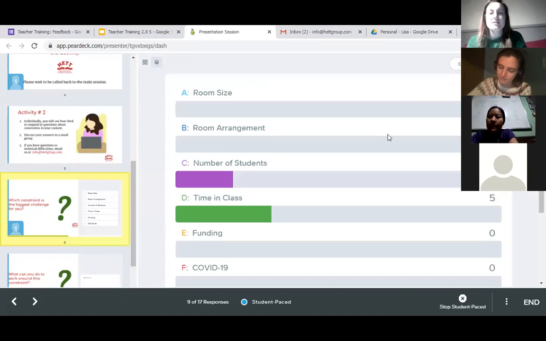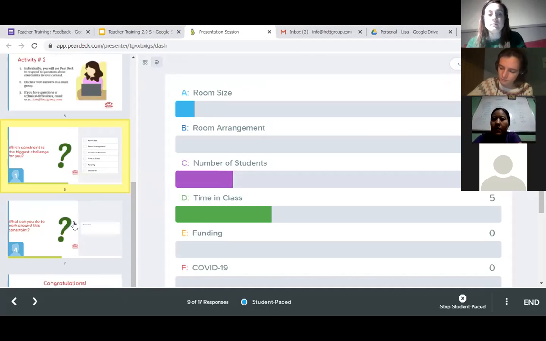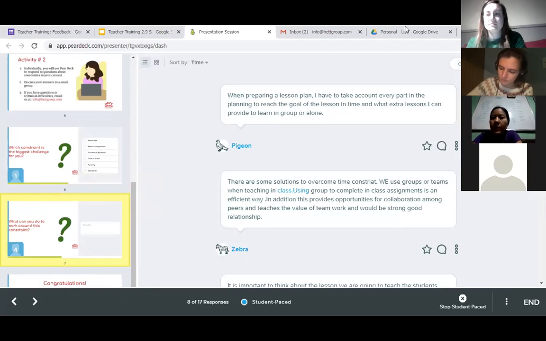The chart. So most people said that their biggest constraints they faced were either the time in class or the number of students. So those seem to be the 2 most common ones. And I was thinking to give you time to discuss, but we are almost out of time, so we'll just discuss as a group. So when preparing a lesson plan, I have to take account every part in the planning to reach the goal of the lesson in time, what extra lessons I can provide to learn in groups or alone.